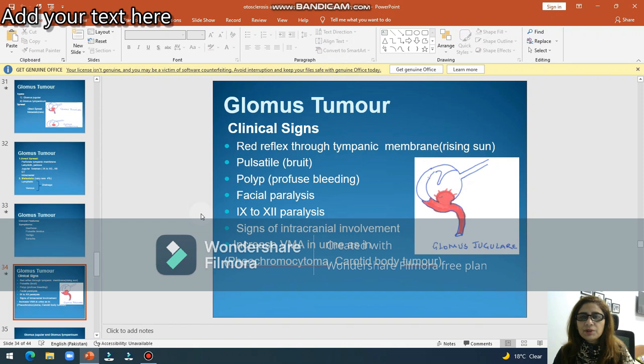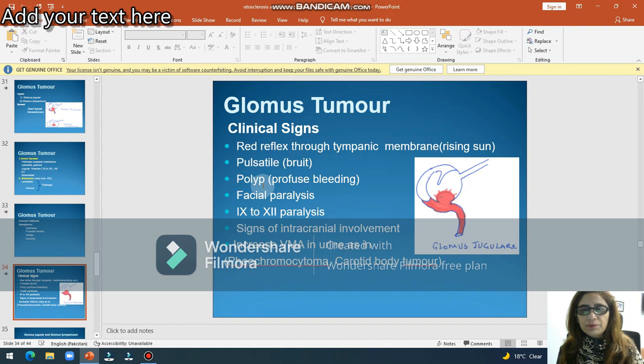When you examine the patient, a red reflex can be seen through the tympanic membrane. In the case of glomus jugulare, it is called the rising sun sign, because it arises from below with involvement of the middle ear. Pulsatile bruit can be heard. Then a polyp, if it is involving the external auditory canal, there will be a polyp inside the external auditory canal that bleeds to touch. Facial nerve paralysis and last four cranial nerve paralysis can be seen if there is involvement of the intracranial cavity.